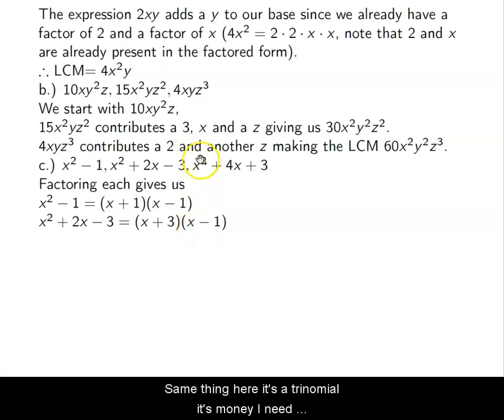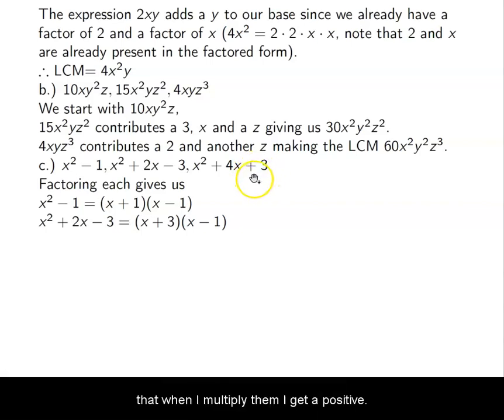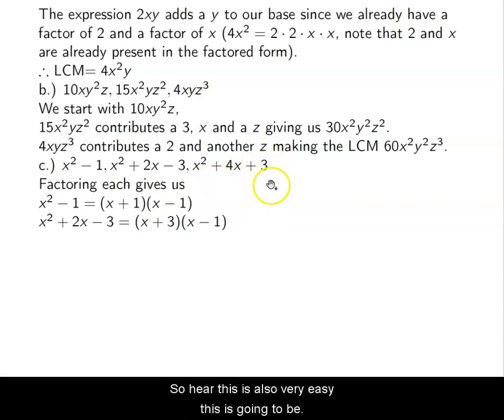Okay. Same thing here. It's a trinomial. It's monic. I need factors of 3 that add or subtract to 4, and I need both of those numbers to be positive or both negative, so that when I multiply them I get a positive out. So here this is also very easy. This is going to be x plus 3, x plus 1.